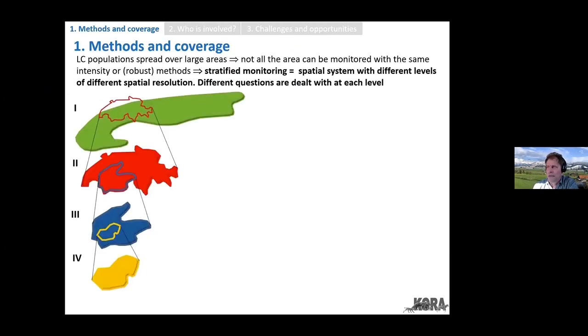So regarding the methods and coverage, as John already mentioned, large carnivores occur over very large areas. So you cannot sample all areas with the same very robust methods, for example, for lynx, camera trapping. So we use a stratified monitoring. It's a system with different levels of spatial resolution. And at each level, we deal with different questions.